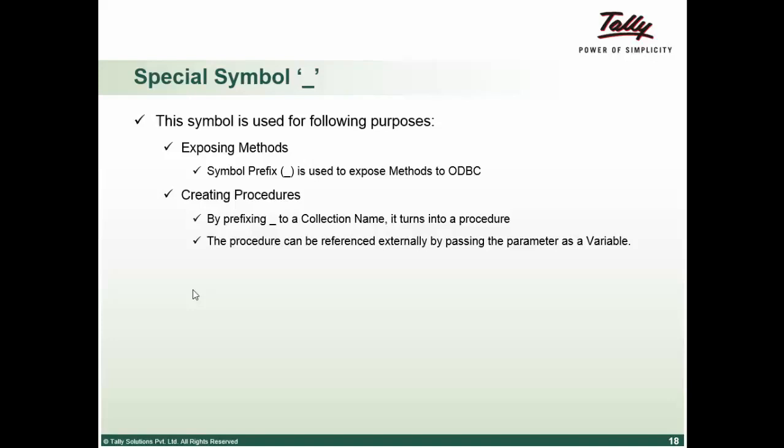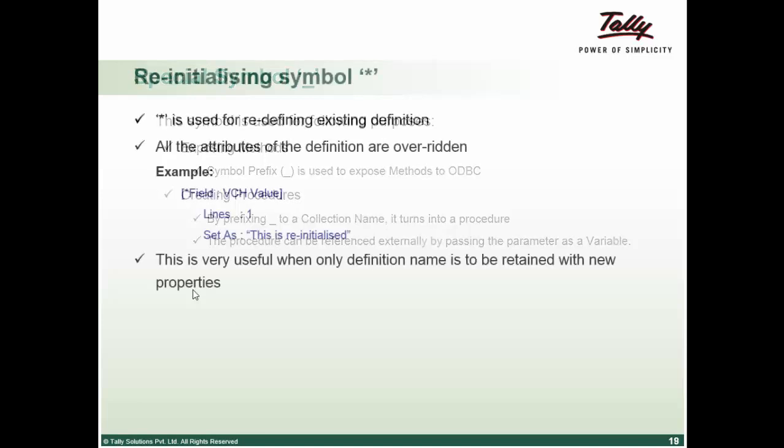Then we have a special symbol underscore. The symbol underscore is used to expose methods to ODBC. Whatever methods you want to see in ODBC can be prefixed with an underscore. By prefixing the underscore to a collection name, it returns a procedure which can be referred externally by passing the parameter as a variable. So an external application can also read the collection if it is prefixed by an underscore.